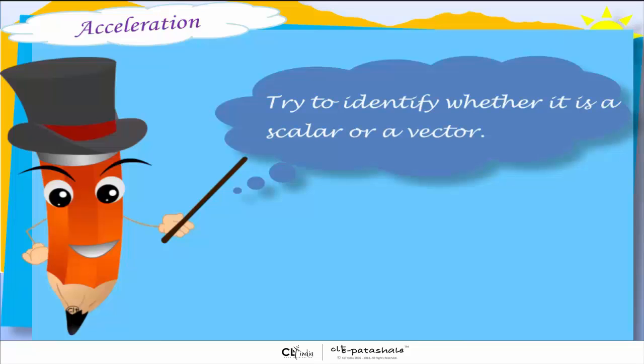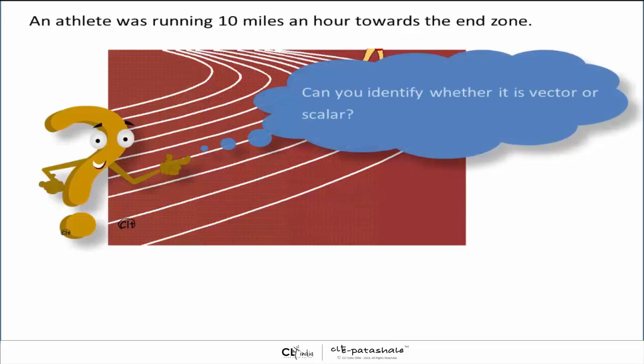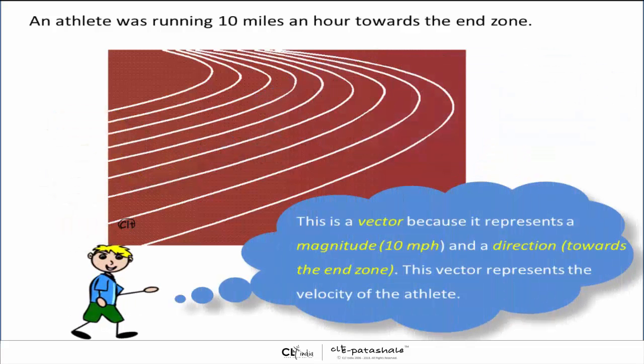Now children, let us try to identify whether the following is a scalar or a vector. An athlete was running 10 miles an hour towards the end zone. Can you identify whether this is a vector or a scalar? This is a vector because it represents magnitude at 10 miles per hour and a direction towards the end zone. This vector represents the velocity of the athlete.